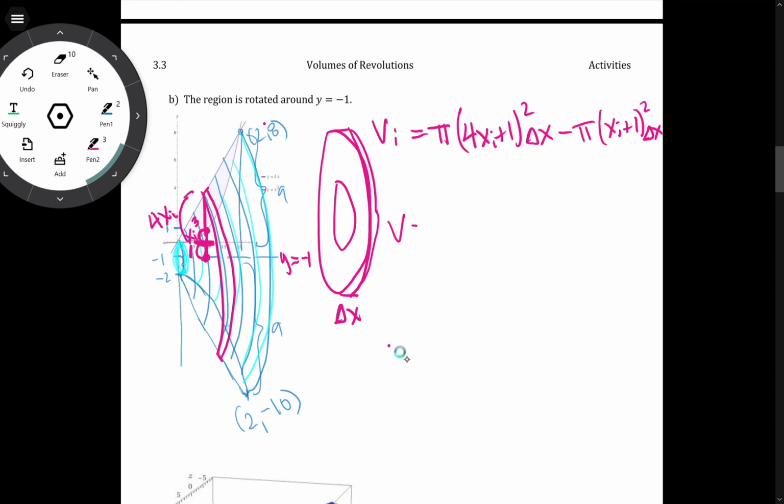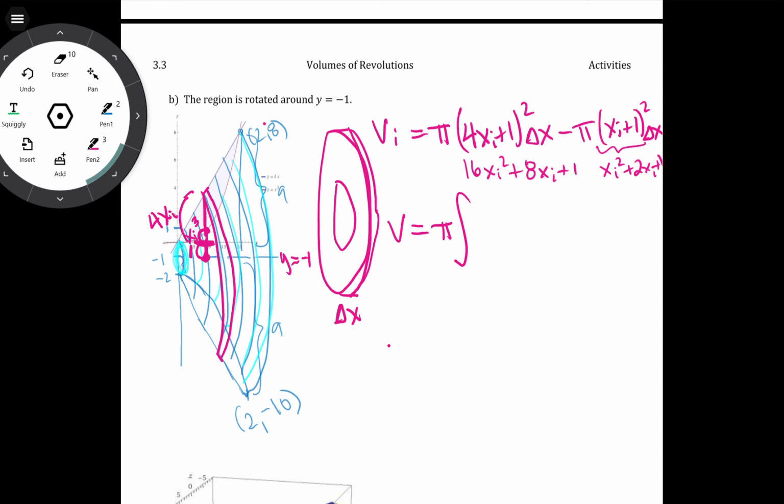And to add all of those up, move the pi out in front, I'll even multiply it out. So we're going to have, oh, not 4, 16 plus 8x sub i plus 1. And over here, we're going to get x sub i squared plus 2x sub i plus 1. So in here, once we remove the pi and the dx, we can actually do some combining there. Say we have a 16x squared minus an x squared, so that's going to be a 15x squared.